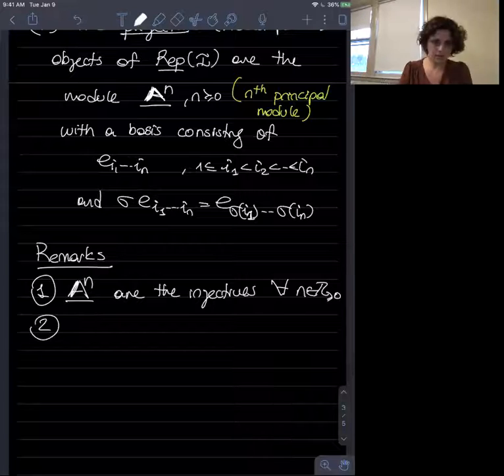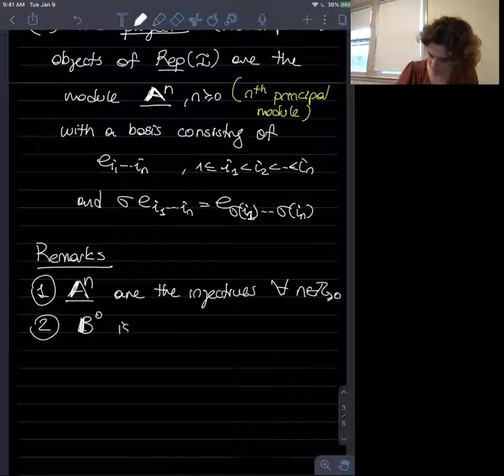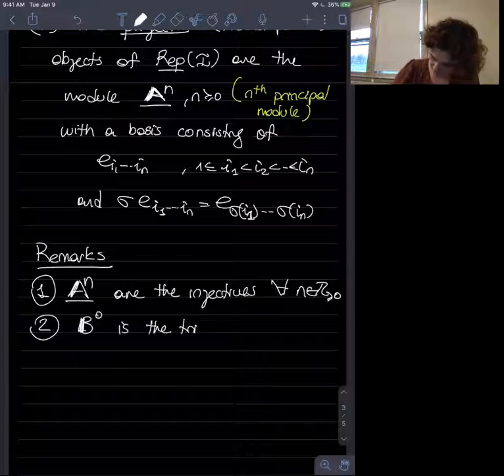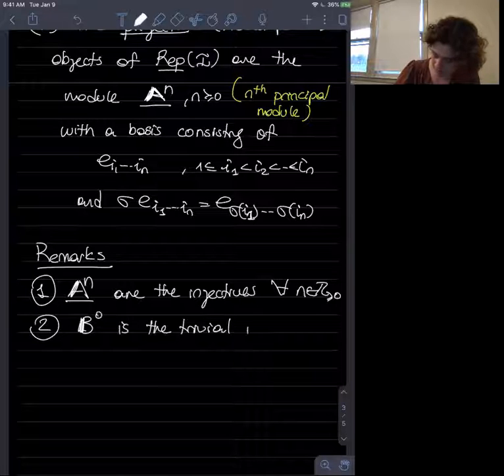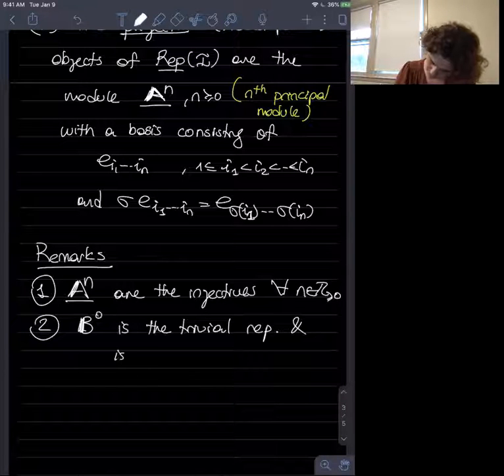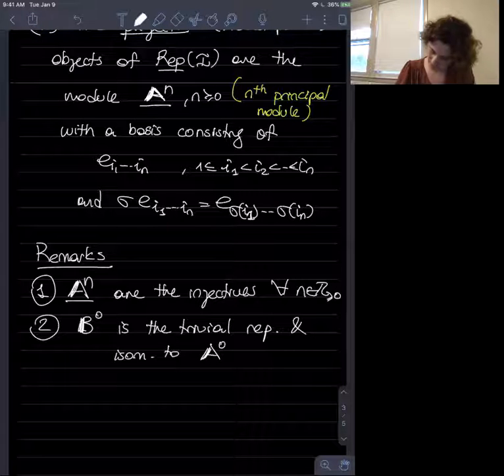So the second remark is about the trivial representation. It turns out that B0 is the trivial representation, and it is isomorphic to A0.